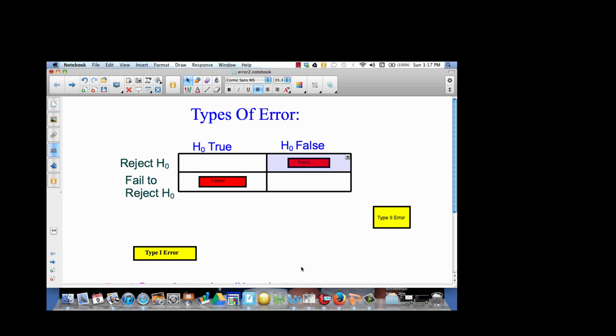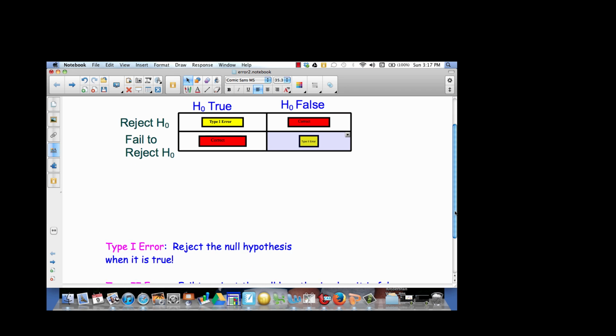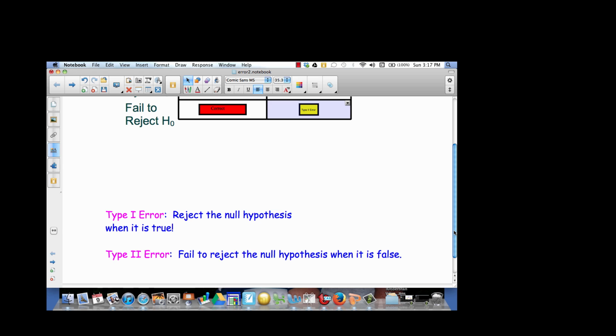But sometimes, boys and girls, the null is true and we make a mistake and reject it. This is called type 1 error. And other times, the null is false and we fail to reject it. This is called type 2 error. So to conclude, type 1 error: we reject the null hypothesis when it's true. Type 2 error: we fail to reject the null hypothesis when it's false.